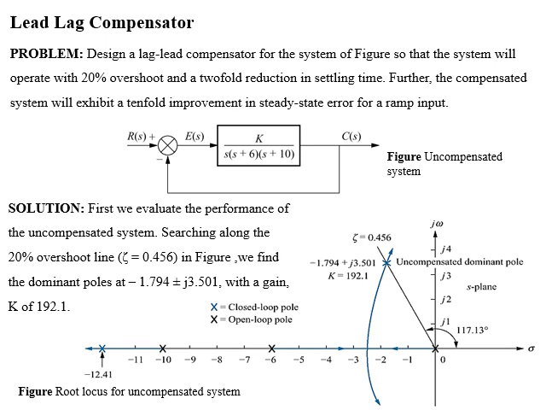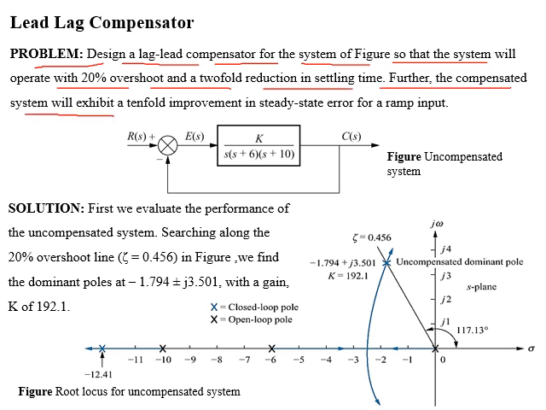Dear students, in the given example, we will design a lead lag compensator for the system so that system will operate at 20% overshoot and will have two-fold reduction in the settling time. Further, the compensated system will exhibit a 10-fold improvement in the steady state error for a ramp input.